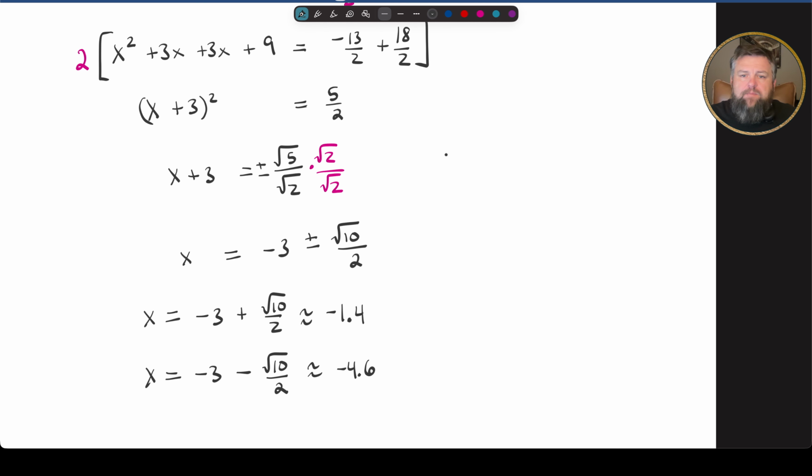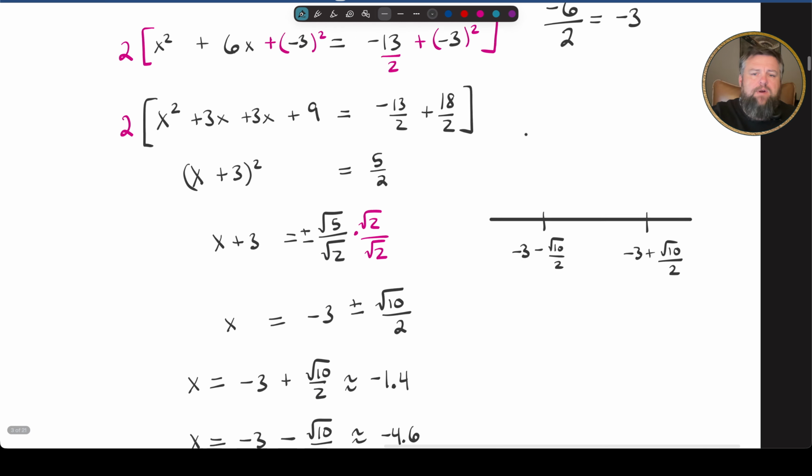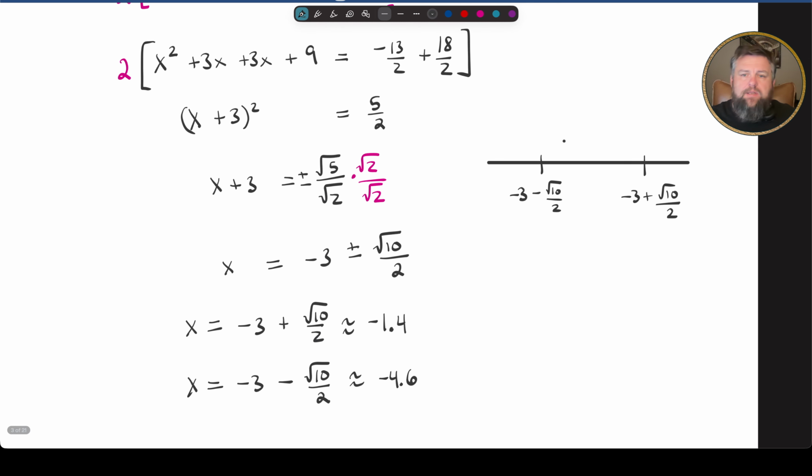So we have a number line. We're going to have two numbers. So -4.6 is going to be -3 minus square root 10 over 2. And then over here we have -3 plus square root 10 over 2. Okay, we have the greater than symbol, so let's go ahead and give ourselves the open points.